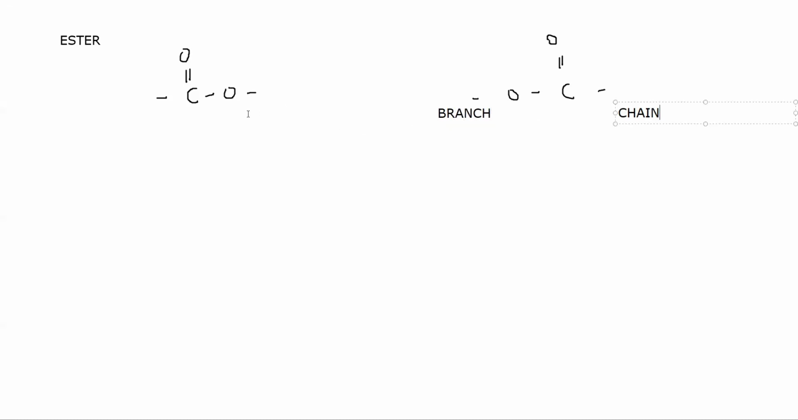But if oxygen is on the right hand side, then the branch will also be on the right hand side and the chain will be on the left hand side. So first we name the branch. The branch should always have YL and the chain should have OATE.